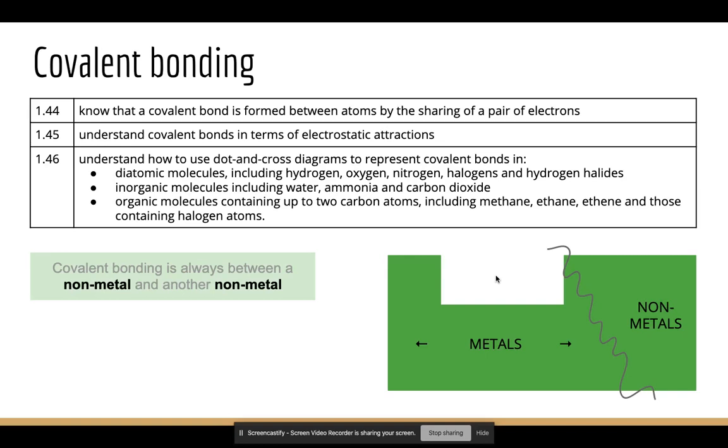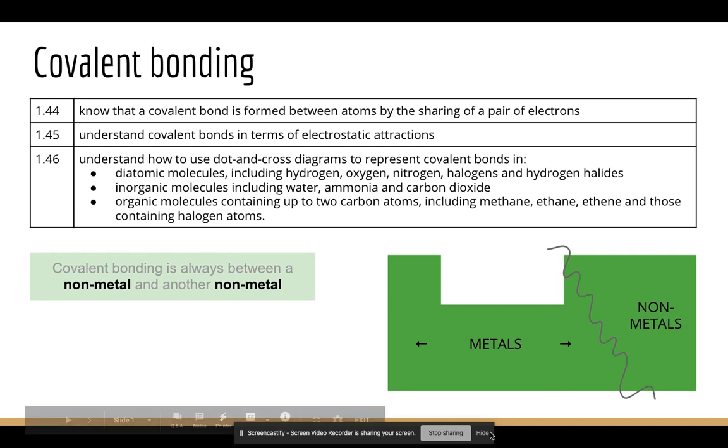Okay, we're going to have a look at covalent bonding. A reminder of the periodic table. Here's a diagram of the periodic table. On the left-hand side, you've got metals. There's a bit of a squiggly line here. On the right-hand side, we've got non-metals. Now, covalent bonding is always between a non-metal and another non-metal.